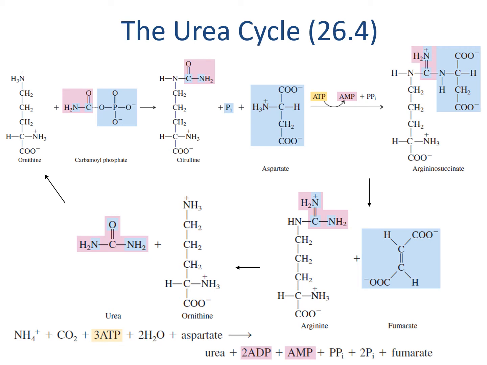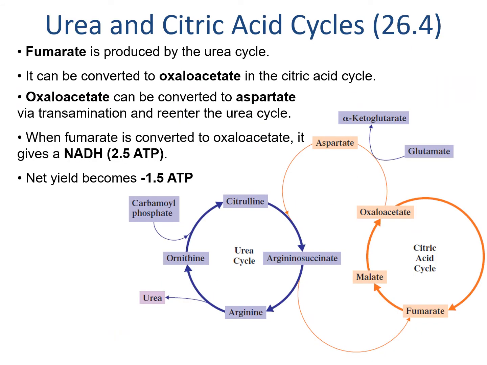Our saving grace is that we have to also convert aspartate to fumarate, which we can actually get some energy out of. It doesn't actually cost us as much as it looks like because the urea cycle and the citric acid cycle tend to operate in tandem. The fumarate that's formed in the urea cycle can be hydrated to malate and oxidized to oxaloacetate, some of the last steps of the citric acid cycle, which gains us an NADH, or the equivalent of 2.5 ATP. That oxaloacetate can then accept an amine via transamination to become the aspartate that we can use in the urea cycle.